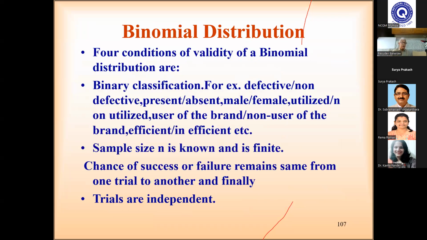Now, binomial has 4 conditions of validity. Read out which you have done. The 4 conditions of validity of a binomial distribution are binary classification, for example, defective, non-defective, present, absent, male, female, utilized, non-utilized, user of the brand, non-user of the brand, efficient, inefficient, etc. We have read this, sir. Okay, good.